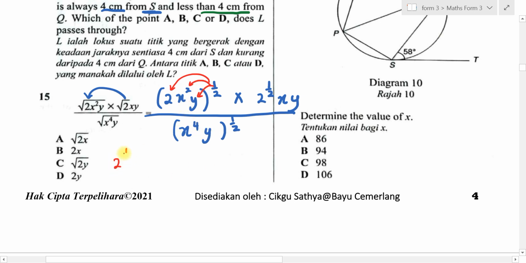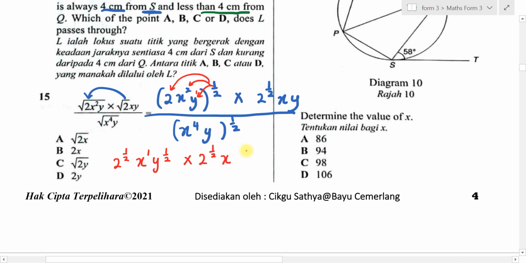So it will be 2, 1 over 2. X power 2 multiply 1 over 2. Kalau di sini sudah ada power, maksudnya multiply. 2 multiply 1 over 2, you get power 1. Y power 1 lah. Dia tak tulis power, maksudnya power 1 lah. 1 multiply 1 over 2, 1 over 2. Times 2 power 1 over 2.